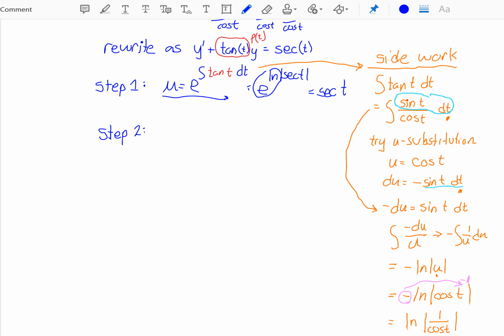Okay, let's continue. Now that we found our integrating factor, remember step 2 is multiply everything by the integrating factor. So now we have y prime plus tangent of t y times your integrating factor has to equal your original right-hand side times your integrating factor.